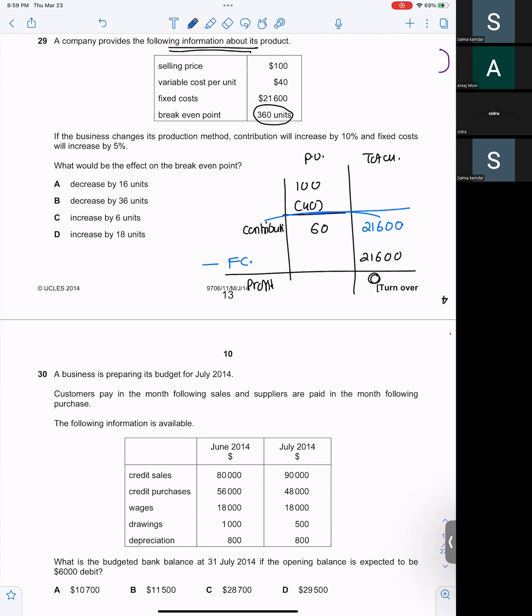Okay, now let's see what the question is. I just read the question and it came into my mind, so I did it. There is no fixed format of it. If the business is going to change its production method, contribution will increase by 10%. So we are changing the production, increasing the contribution by 10%. What amount are you getting?